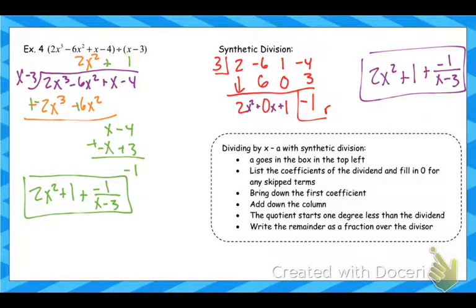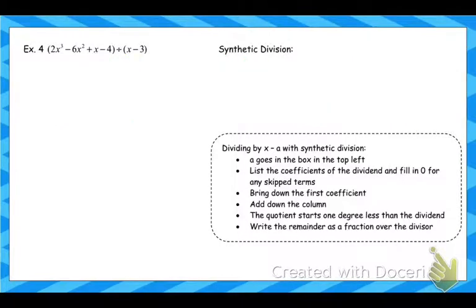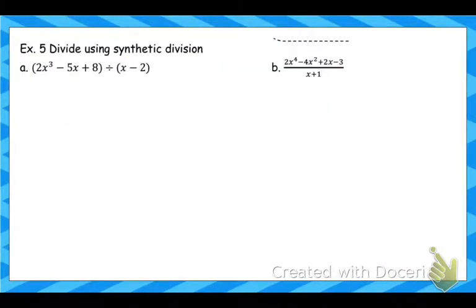All right, let's try a couple more synthetic division questions. So if I'm dividing by x minus 2, positive 2 goes in my box. Then I'm going to write my coefficients. And again, you'll notice there is no x squared. Anytime a term is skipped like that, you have to fill in that 0 for synthetic division. It's helpful for long division, but it is necessary for synthetic. You'll get the wrong answer if you don't. So this is going to be 2, then 0, then negative 5, then 8.